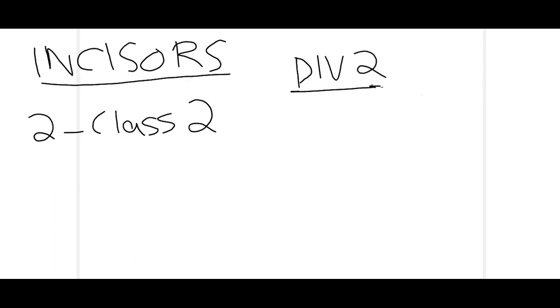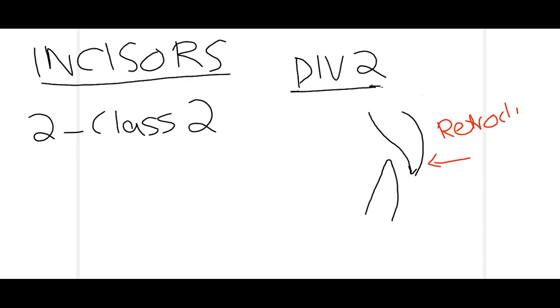Now talking about class 2 div 2, in this particular scenario, this is our maxillary central incisor, and this is the mandibular central incisor. Now note, in this case the maxillary central incisor is retroclined from its original position. It's backwards, so it's known as retroclined from its original position. The mandibular central incisor is in its respective position, but the maxillary central incisor is retroclined. So this is all about class 2.